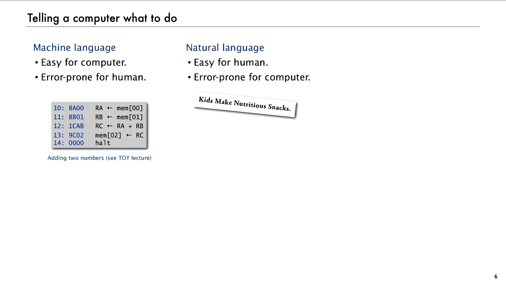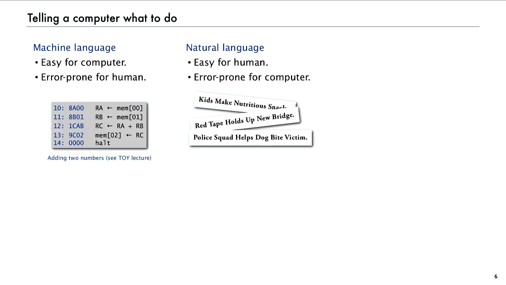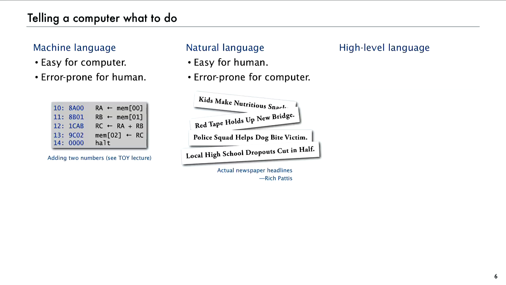Just getting the computer to understand what you're saying. Kids make nutritious snacks. Red tape holds up new bridge. Police squad helps dog bite victim. Local high school dropouts cut in half. These are actual newspaper headlines, and you can imagine the challenges felt by researchers trying to get the computer to understand natural language like this.